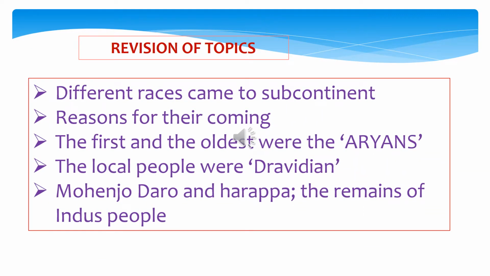Dear students, in the previous lecture, we discussed the different races, which came from northern areas of Pakistan, through Khyber and Bolan passes. They moved to this part of the subcontinent, for plenty of water and food, good farmland, gold and silver, and a few more reasons. The first raiders to enter were the Aryans. They invaded the local people, Dravidians, and settled down, especially in the northwest, where Pakistan is now.